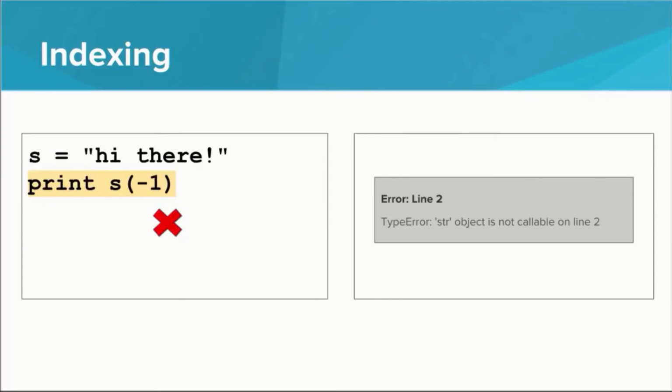You should also be aware of using an index that isn't actually in the acceptable range of indices for the string. In this case, the string has 9 characters, but since we start at 0, the biggest possible index is 8. Thus, an index of 9 is out of range, which causes an error.